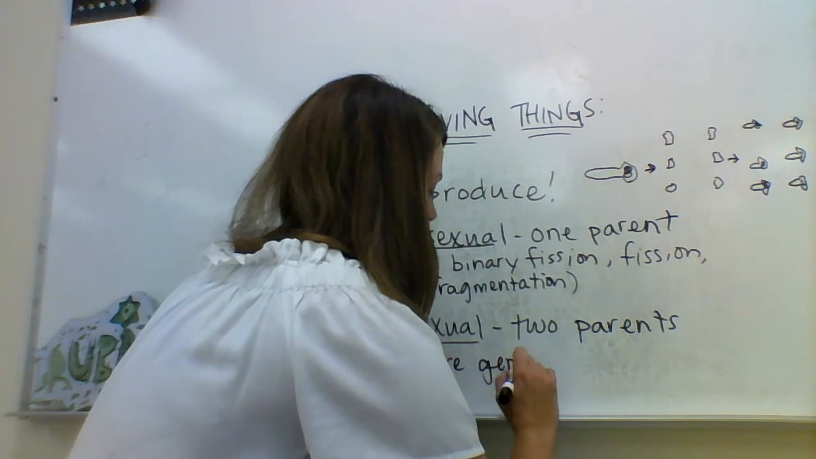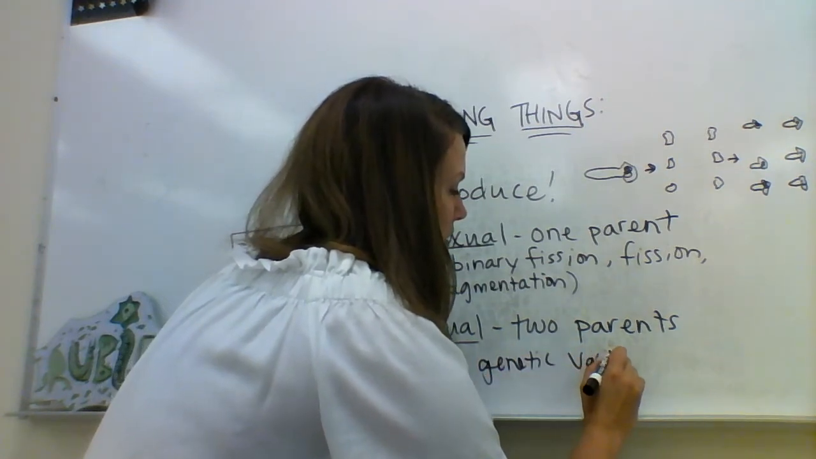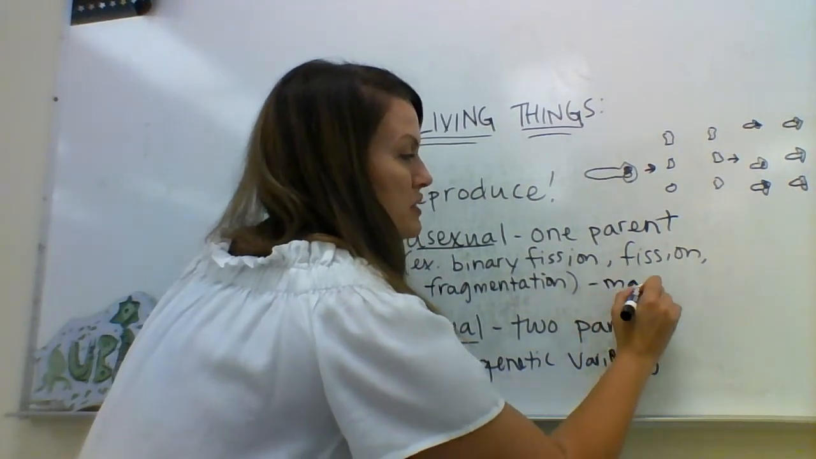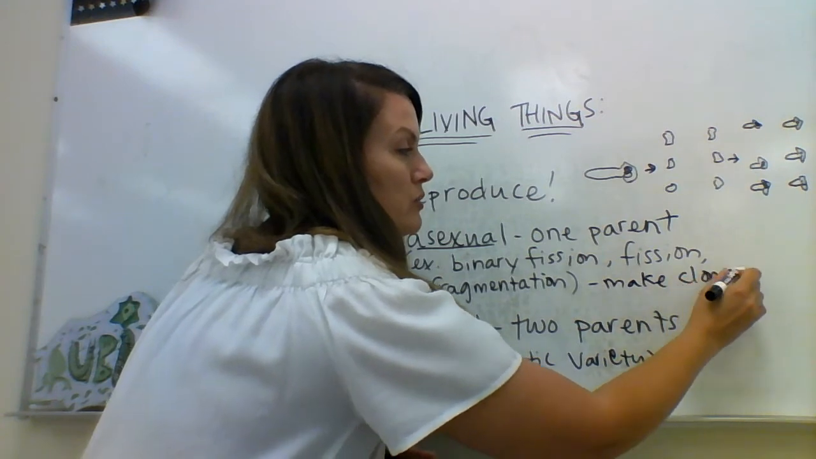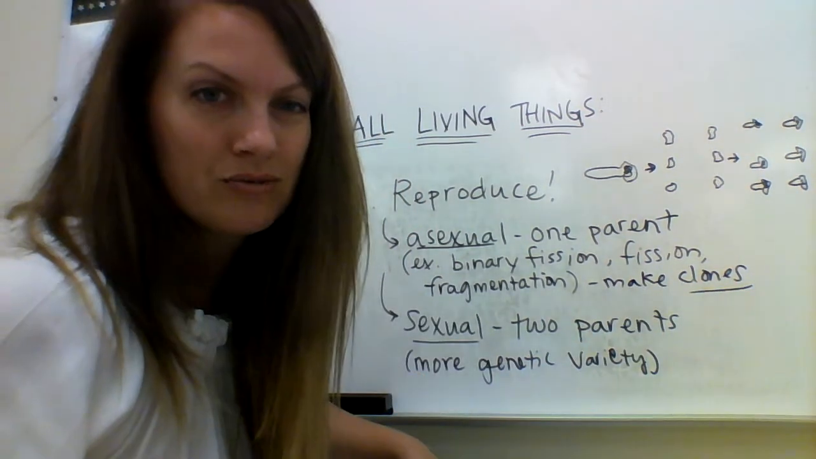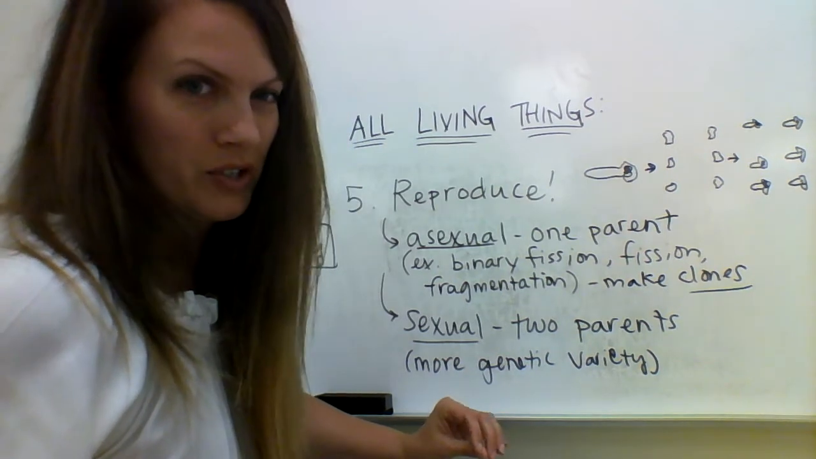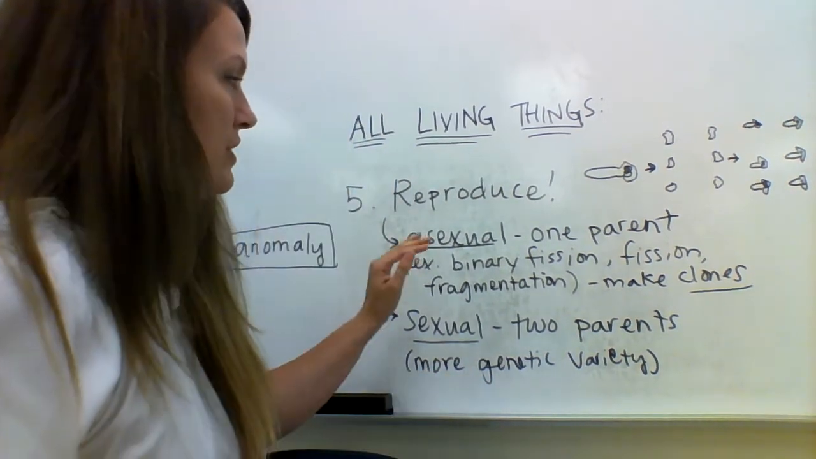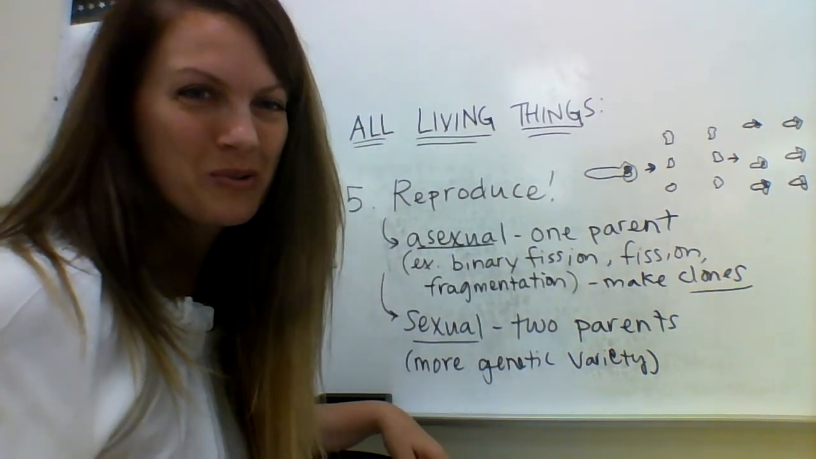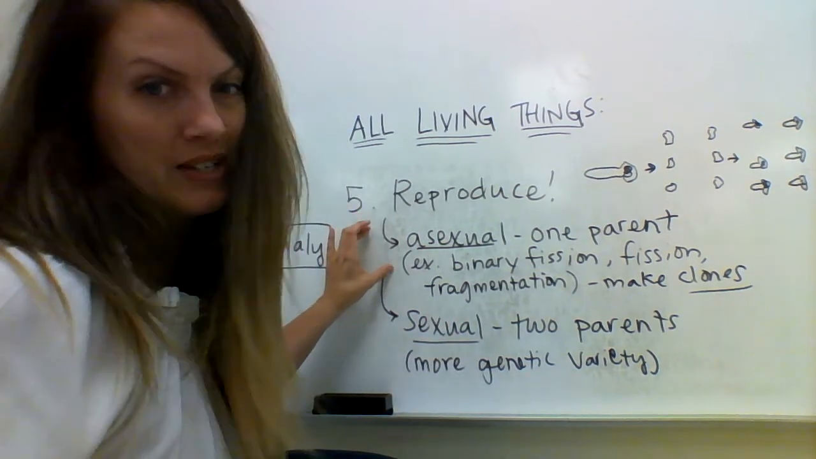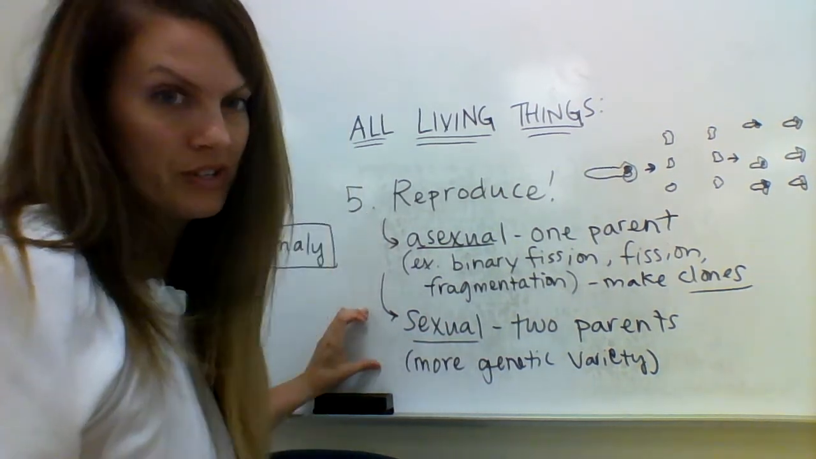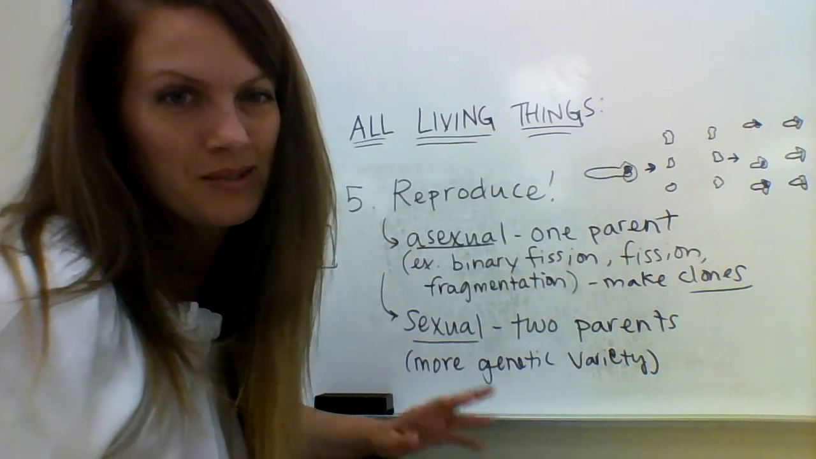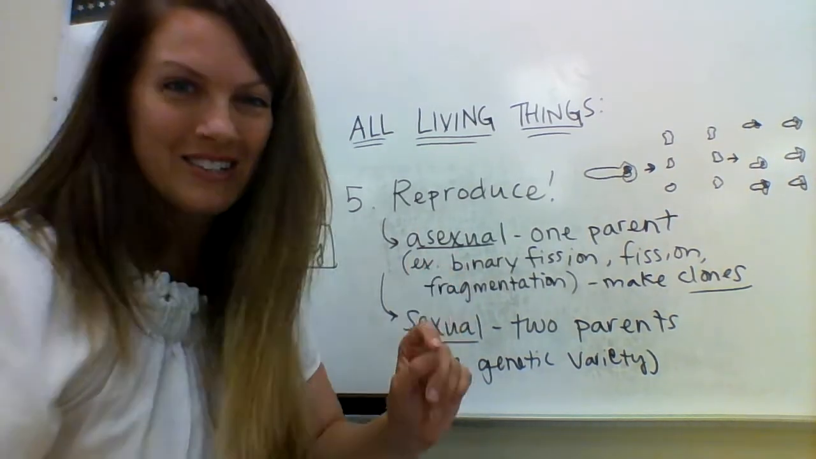This is going to create more genetic variety, whereas asexual reproduction is going to make what are called clones. Clones may sound like a scary Star Wars episode, but really clone just means genetically identical. So these are the two ways that organisms can reproduce. Some organisms only reproduce asexually. Some organisms only reproduce sexually. Some organisms can alternate between the two, and we'll talk about that whole variety as we go through this particular semester. All right, so that's number 5.